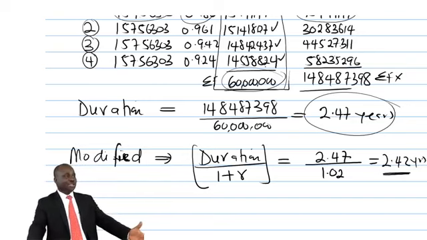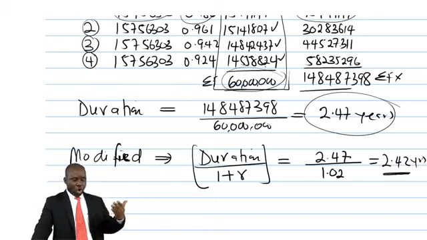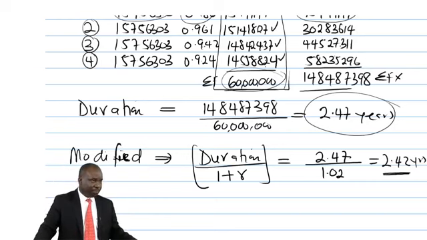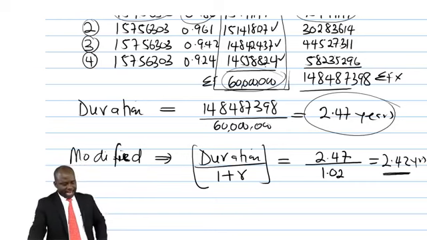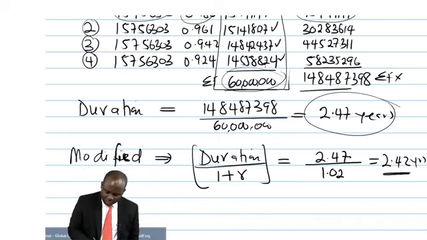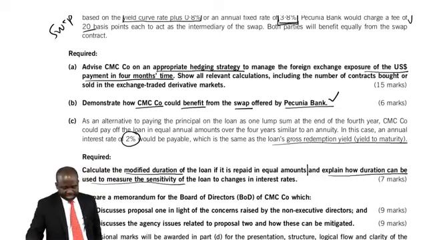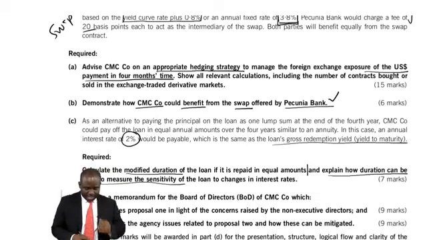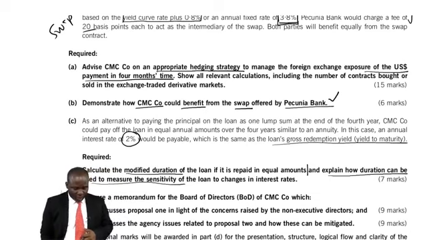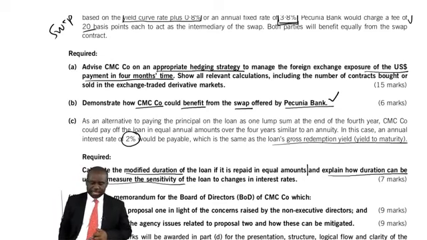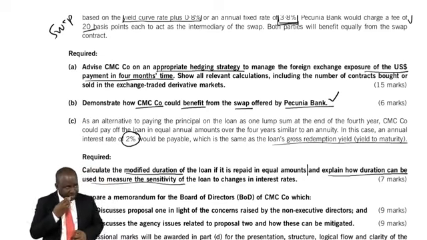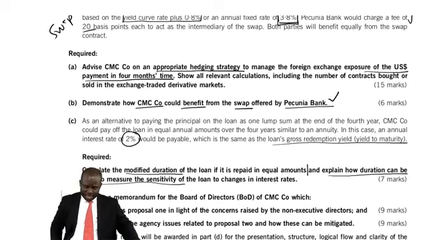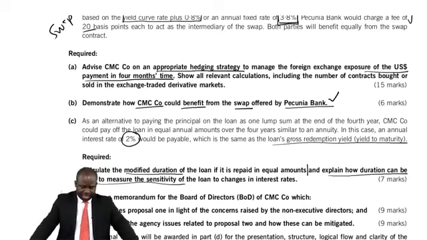Okay, what does duration measure? Or what does the modified duration measure? That is what the examiner is asking you in the next question there. The question is telling you, and explain how duration can be used to measure the sensitivity of the loan to changes in interest rate. Okay, to changes in interest rate. What should you say there?